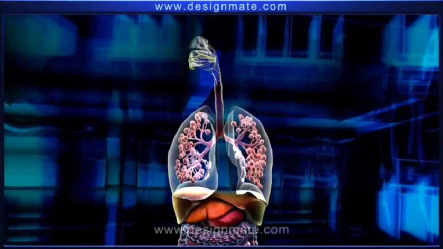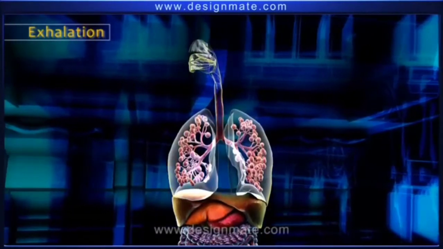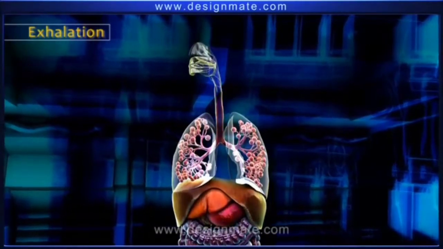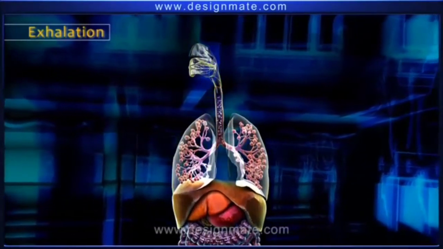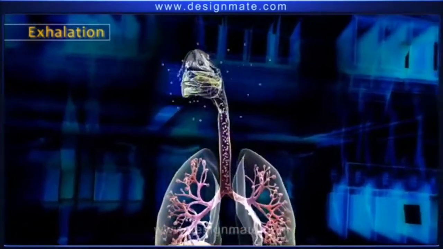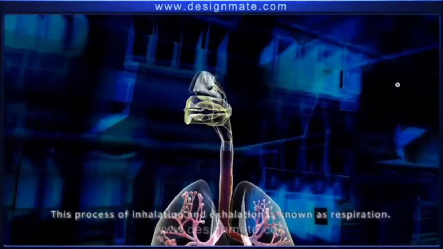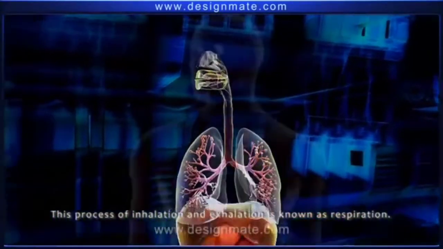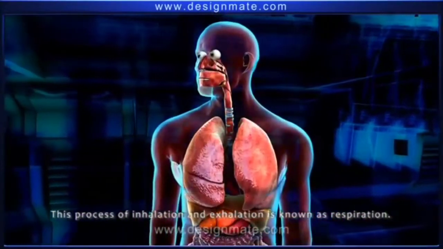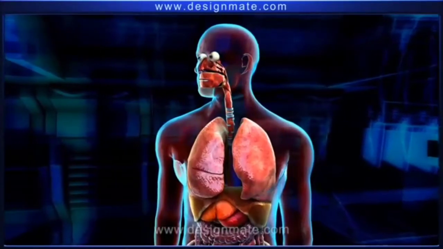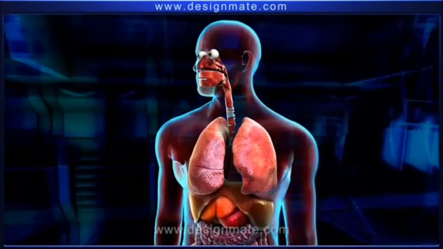During exhalation, the diaphragm moves up and the lungs contract. Thus, the alveoli deflate, causing the air to be forced out. This exhaled air is rich in carbon dioxide. This process of inhalation and exhalation is known as respiration, which occurs approximately 20 times per minute.